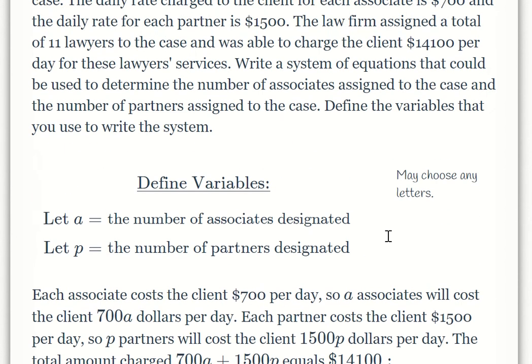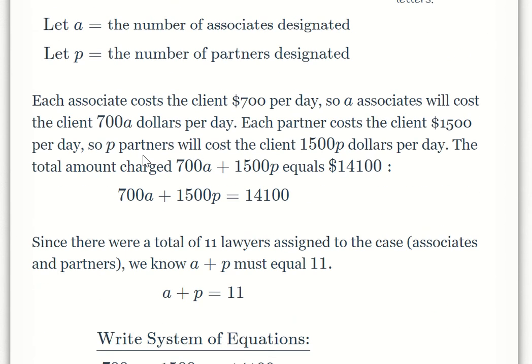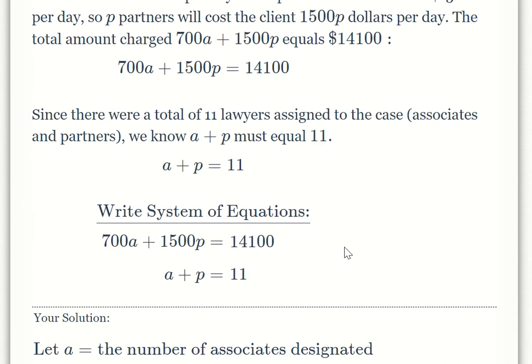And once you're here, looking at what they say kind of reinforces this. So each associate costs the client 700 per day. So A associates will cost 700 times A dollars per day. Each partner costs 1500 per day, so P partners will cost 1,500 times P dollars per day. The total amount charged is 700 times A plus 1,500 P, which equals this. And then since there will be a total of 11 lawyers assigned to the case, associates and partners, we know that A plus P must equal 11.